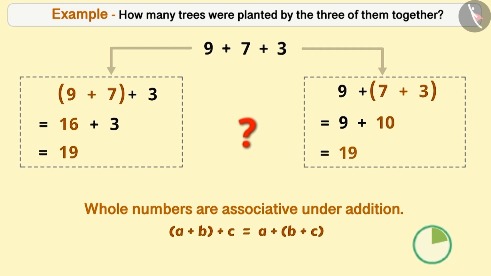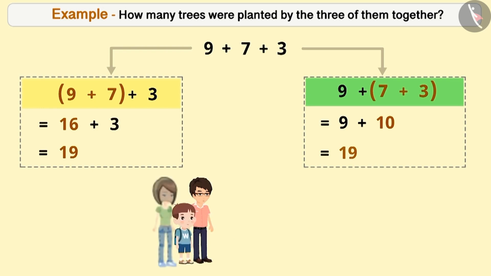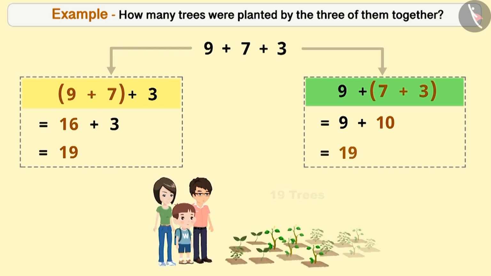Think for a while. As you can see here, compared to (9 plus 7) plus 3, it is easier to solve 9 plus (7 plus 3). In this way, associative property makes addition of whole numbers easy. In both the methods, the total number of trees planted by Akash, Ajay and Babita will be 19.